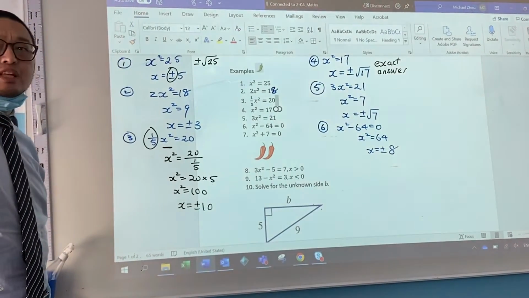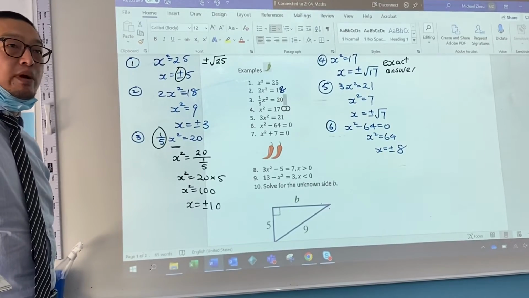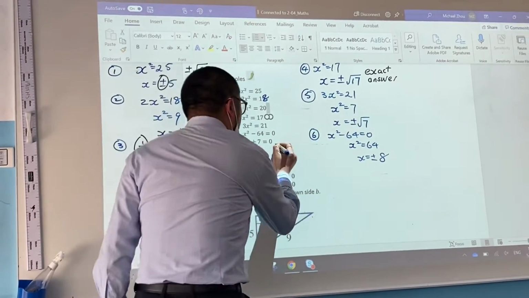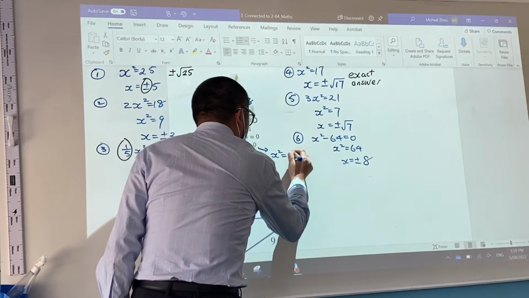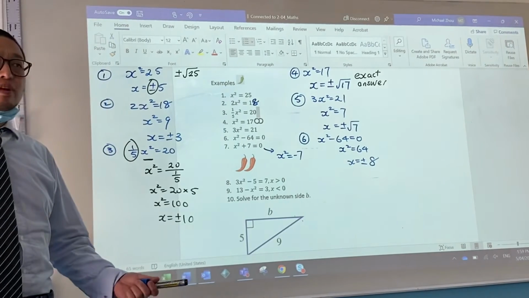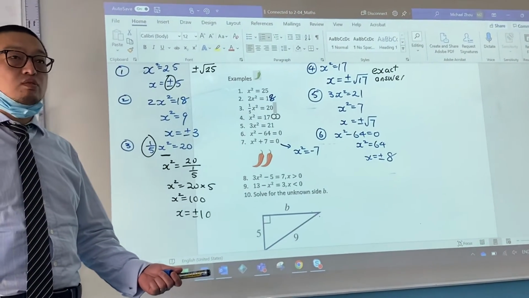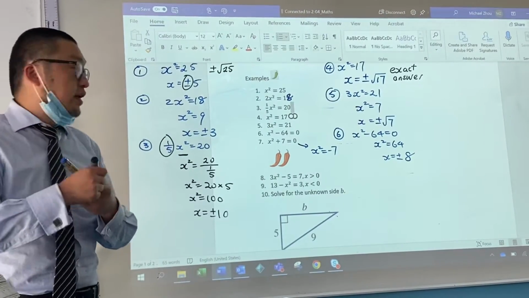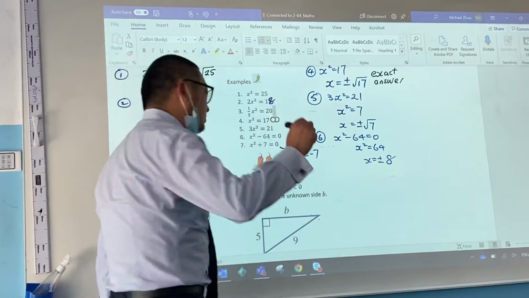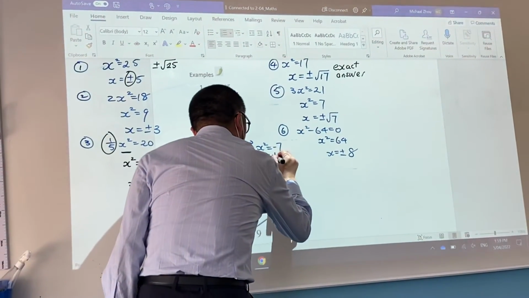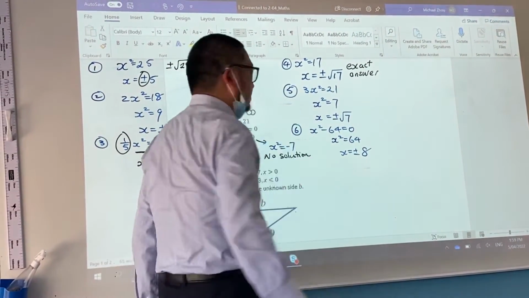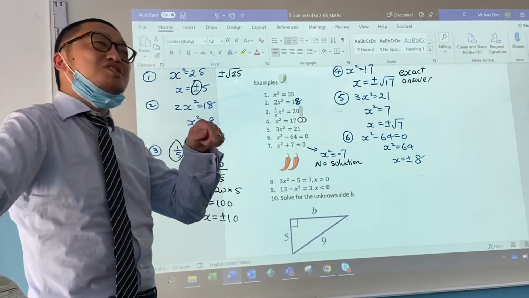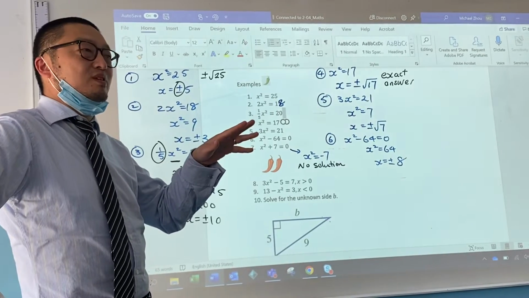Okay. Number 7. X squared equals negative 7, right? What does that mean? X equals the square root of negative 7. Can't do it. Can't be negative. So we call it no solution. At this stage, there's no solution.